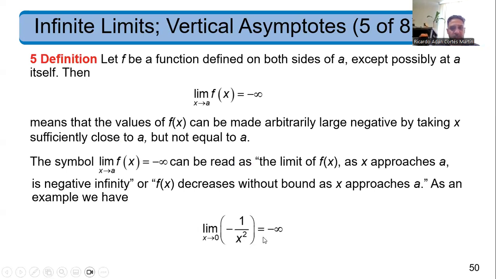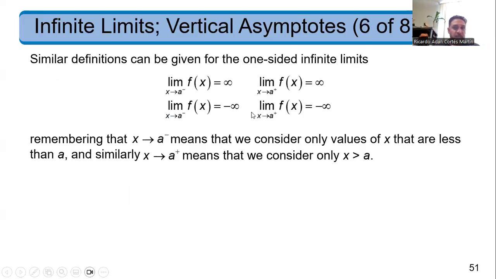Let's see, for example, the limit of minus 1 over x squared when x tends to 0. What's this going to be? If you notice, it is going to have a graph that goes down all the time. Because as x tends to 0, x squared is going to be a small number, and 1 divided by a small number is a very large number. And because it has a negative sign, it's going to be minus infinity.